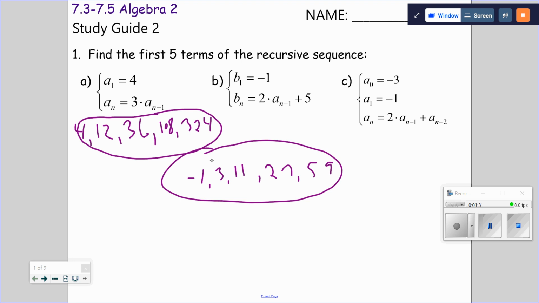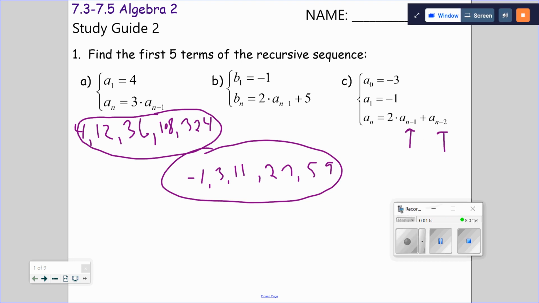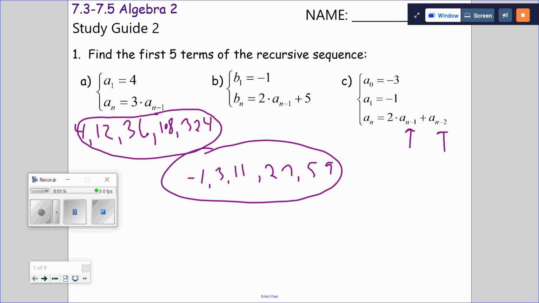Now in part C, I cannot simply just use the answer button. Why is that? Because a_{n-1} means go back 1 term. That's where I could use the answer button. But a_{n-2} means I have to go back 2 terms. There's no button for that. So my first term here, I would actually count the -3 as my first term. I would count the -1 as my second term.